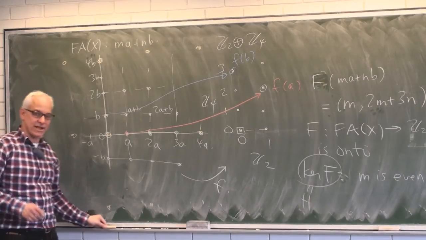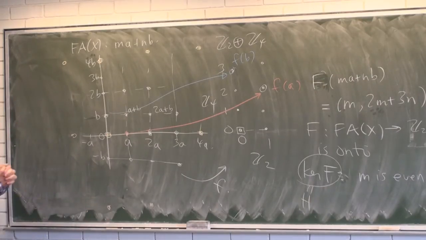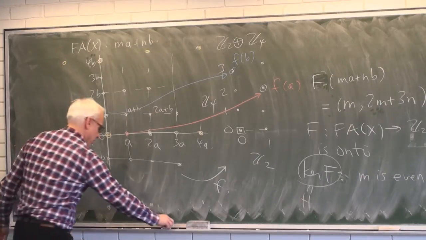We talked about cosets last time. This is probably a good place to have a little bit more practice about cosets. So what do the cosets of this subgroup H in the big group, this free abelian group, look like? What are the cosets?